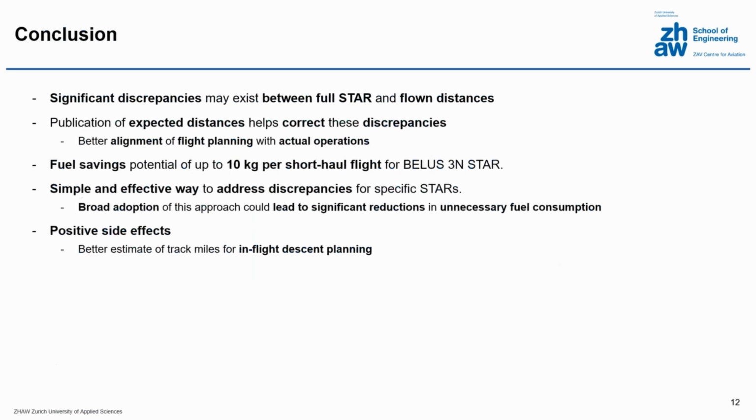With this specific example for the Belus 3N star, we could show that for an average short-haul flight of about 2 hours, up to 10 kilograms of fuel could be saved when publishing expected distances. Overall, I think we have shown that it is a simple and effective way to address these specific discrepancies for specific stars that suffer from this problem, and that a broader adoption of this approach could lead to significant reductions in unnecessary fuel burn. And while here we only talk about the positive effect in terms of less fuel that is burned, having expected distances available also has other positive side effects.